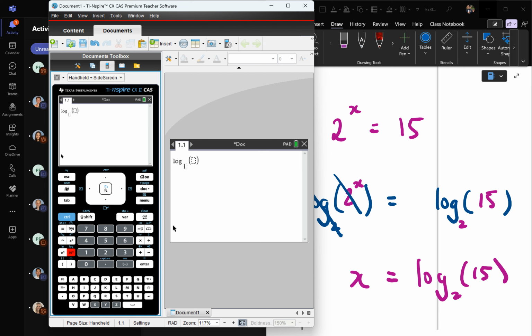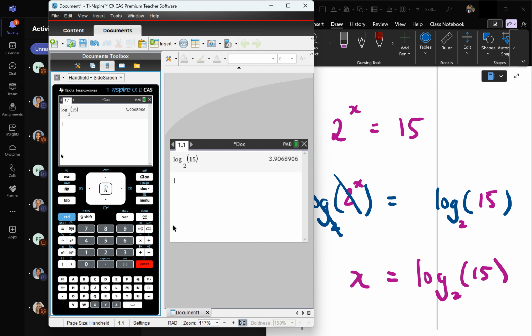In my time, I didn't have a calculator that could do the base 2. We didn't have base 2. We only had base 10 and we had base E. That's it. There's no more base 2s. So with the problem that you have now, you're typing base 2 of 15. That's 3.90608. What that's saying is 2 to the power of this will give you 15.